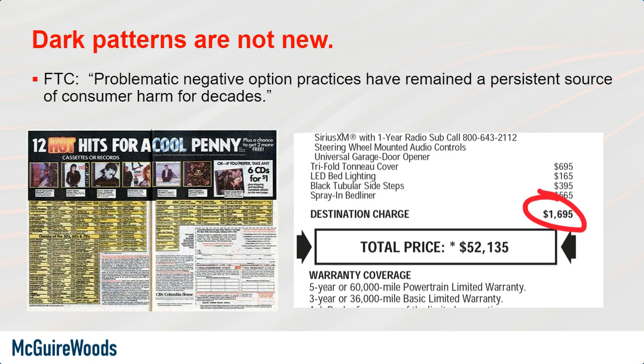And I got a couple of examples up here. One is, and you would have to be as old as I am to remember this one, the old Columbia Record Company. They would offer like 12 cassettes or 12 records for a penny, and then they eventually changed it to like six CDs for $1. The idea behind it was if you did this free trial, then you were more or less auto-enrolled in their club, and then they would charge you a monthly or yearly fee. Then it was very difficult to cancel.